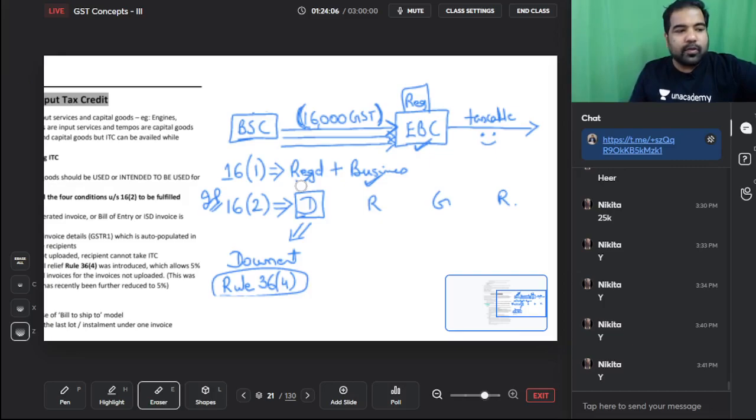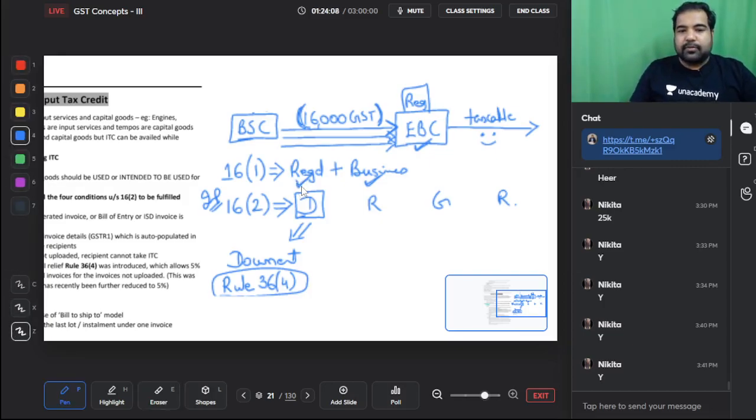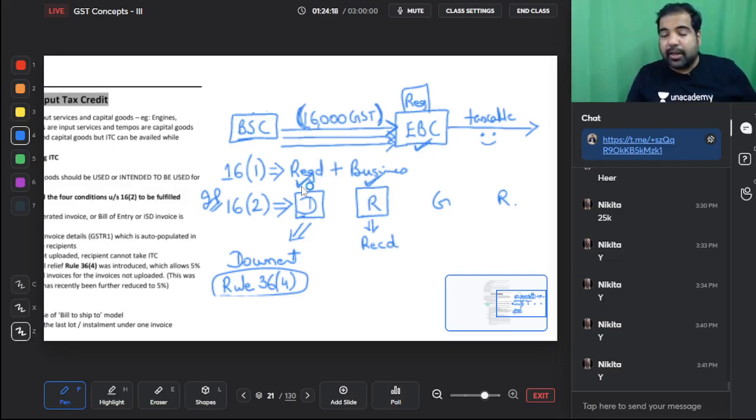Next is R. R is receipt of goods. Have you received the goods, these batteries, or have you received the services? If you've received them, then you can take the credit. If you are supposed to receive them in lots, then when the last lot is received, you can take the credit.